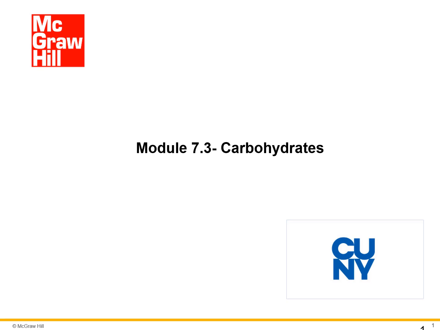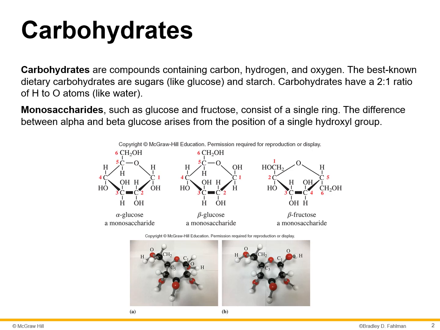And next is module 7.3, carbohydrates. We're going to keep this very simple in terms of monosaccharides, disaccharides, cellulose, and starch, and a little bit about the structure. So carbohydrates, as the name suggests, are composed of carbons, hydrogens, and oxygens. It's one of the products from photosynthesis, and it can be categorized as first having the building blocks of monosaccharides, such as glucose and fructose.